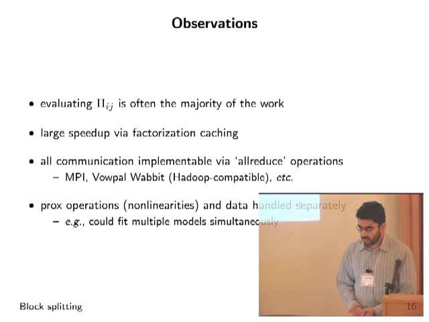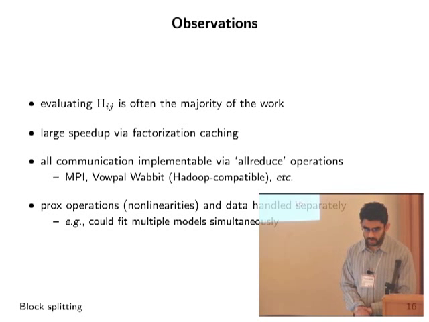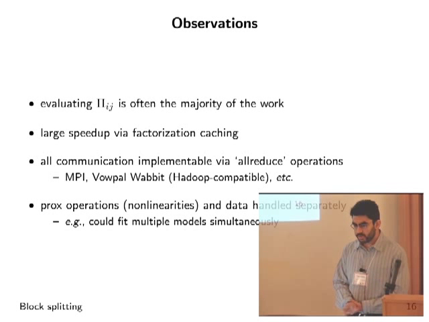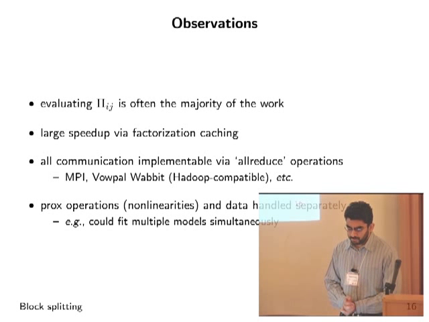So just a couple of observations. In many but not all cases, evaluating this P_ij operator is the majority of the work you're actually carrying out. You can get large speedups via this factorization caching trick. And if you were using an iterative method to solve that linear system, then you could warm start it, and there's other tricks that you can use there.